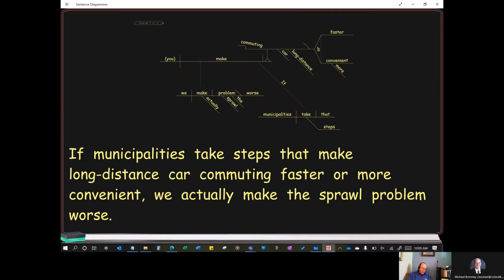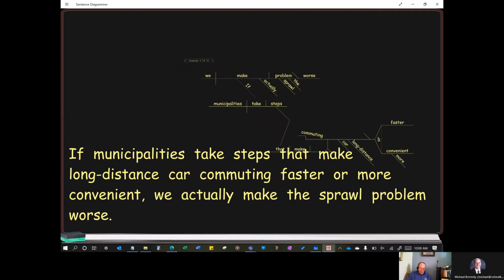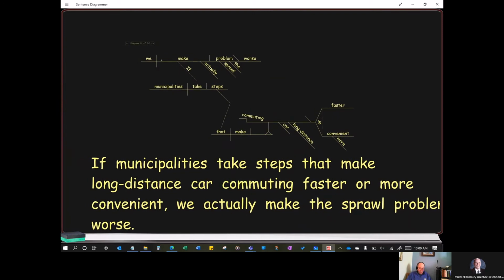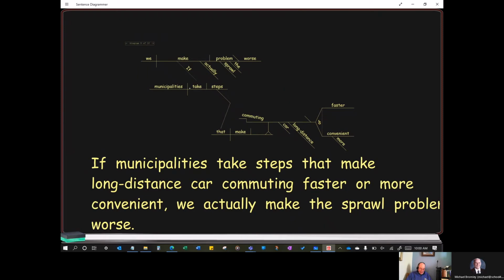So I'm going to go with the one that looks best to me, which is number 8, which what it does here is it isolates our main clause. We make problem worse, and then we have the if. Now notice how this is a conjunction, it's a subordinating conjunction. Notice how the word if is connecting municipalities take steps. This is a clause, but it's subordinated by the if. So our main clause is right here.